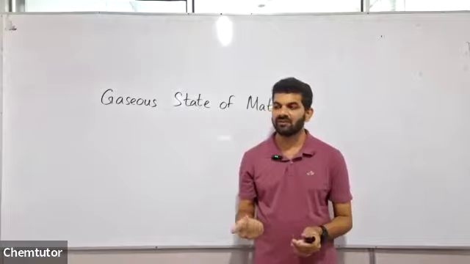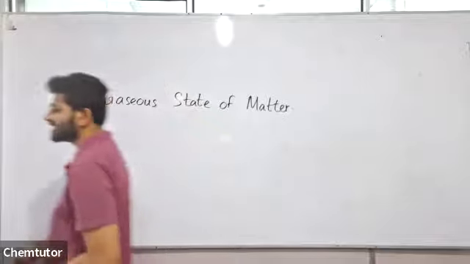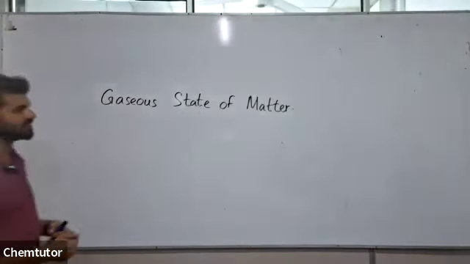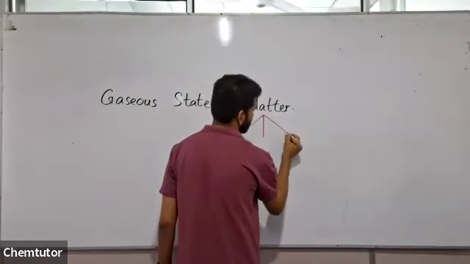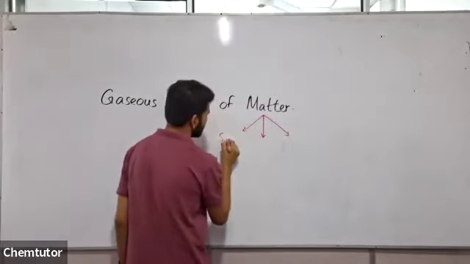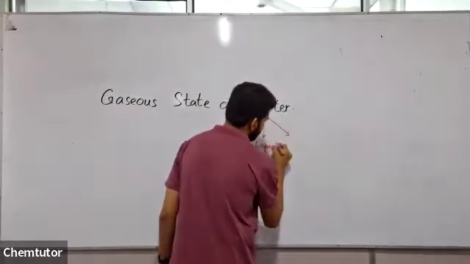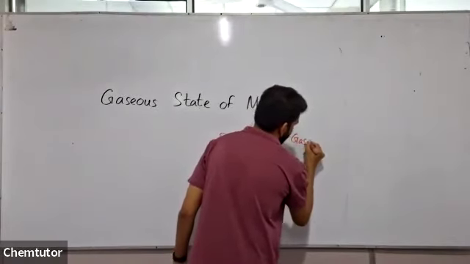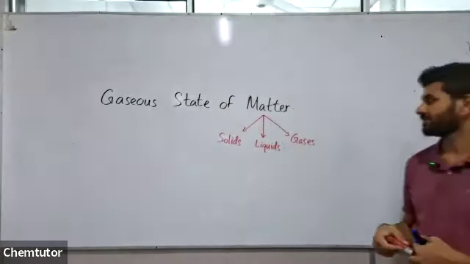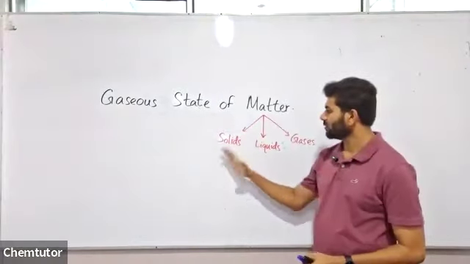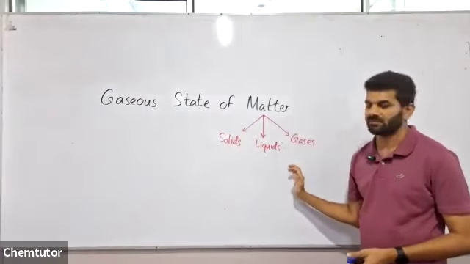And that matter can be divided into three categories. They are solids, liquids, and gases. If we consider this matter, it is divisible into three: solids, liquids, and gases. So these are the three main states of matter. Of them, we know what solids are, we know what liquids are, and we know what gases are.